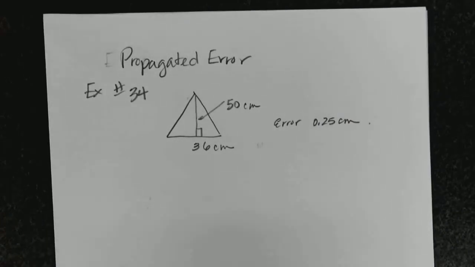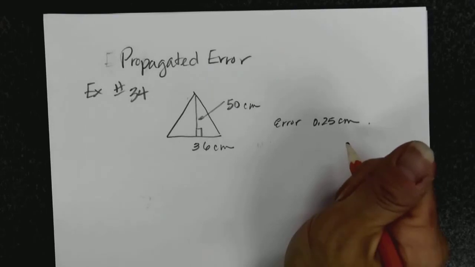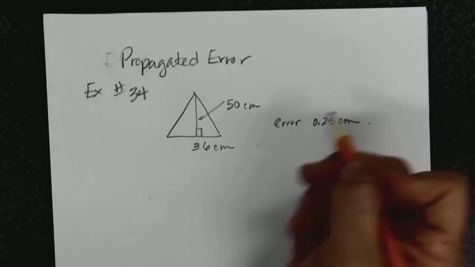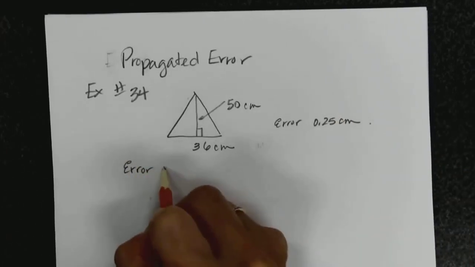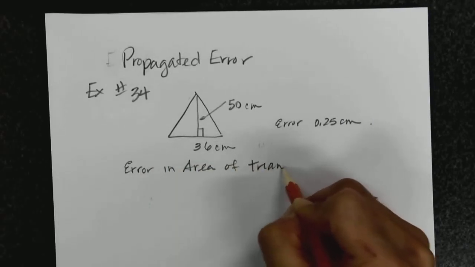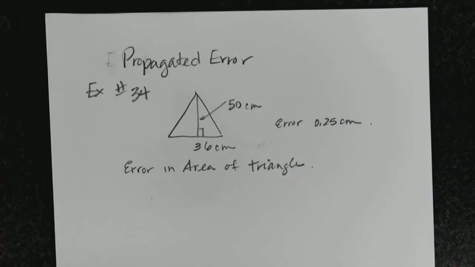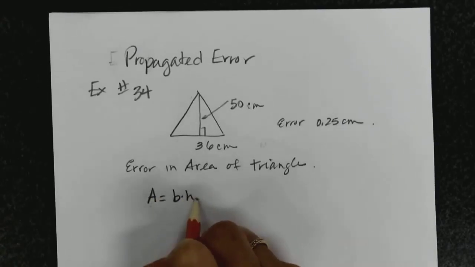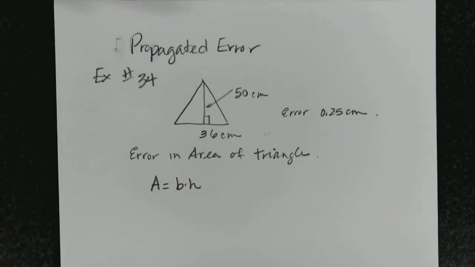Use the differential to approximate the possible propagated error in computing the area of a triangle. So we want to find the error in the area of the triangle. Approximate the percent of error. Okay. All right, so first of all, we need to find the area, which is base times height, right?